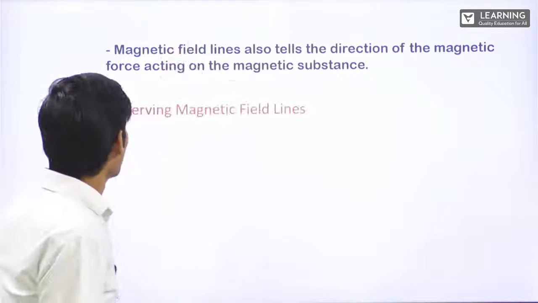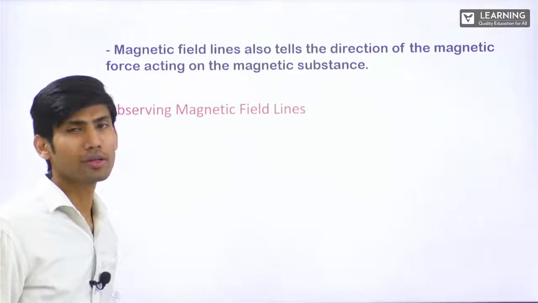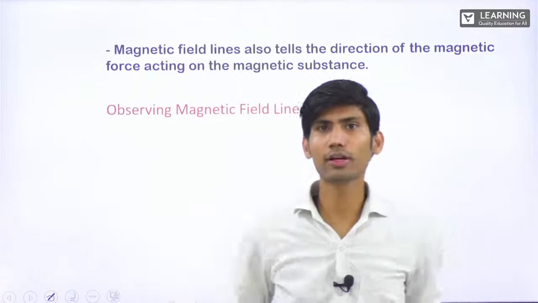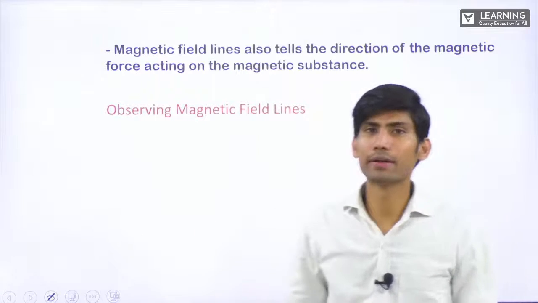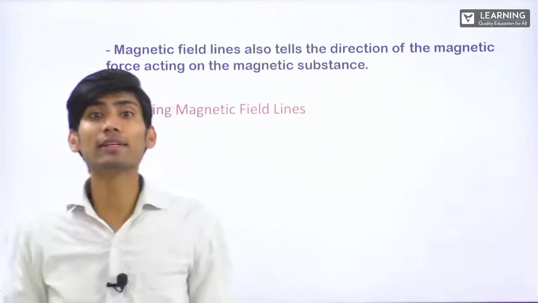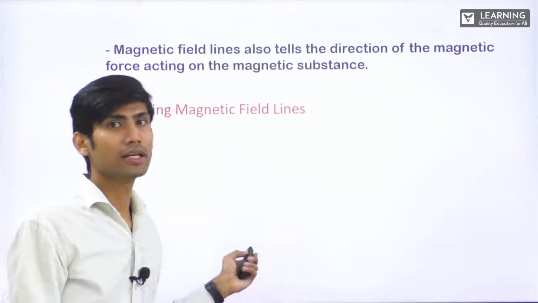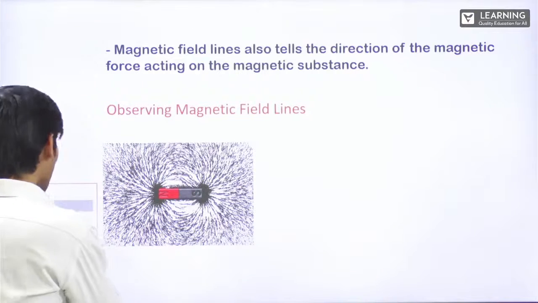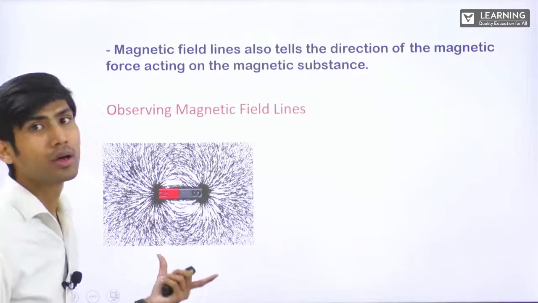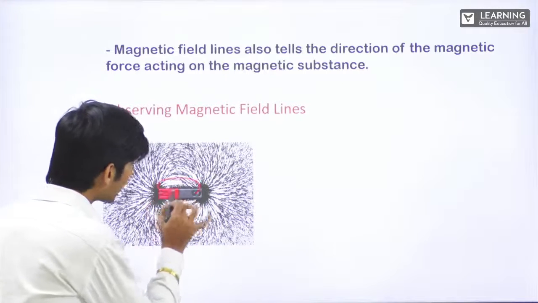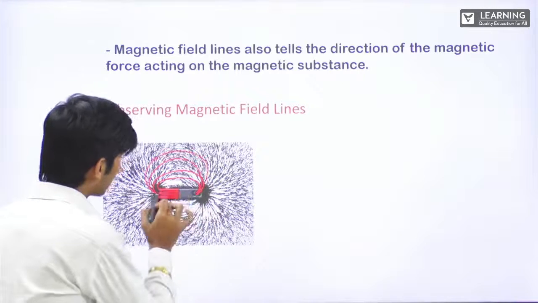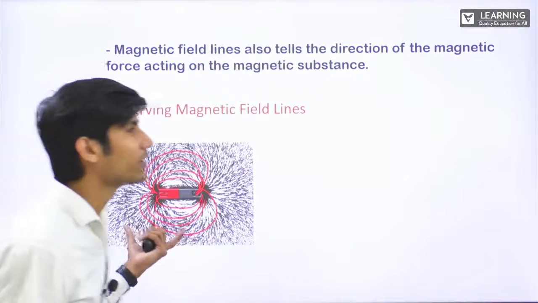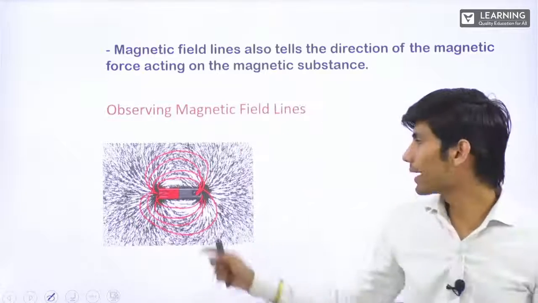How can you observe the magnetic field lines? Very simple, take a paper, spread a lot of iron filings on it, and then keep a bar magnet at the center. You will see the iron filings get arranged in such a way that if you join them, you will see a pattern. They align themselves in a particular pattern, which shows that the magnetic field lines are like this.